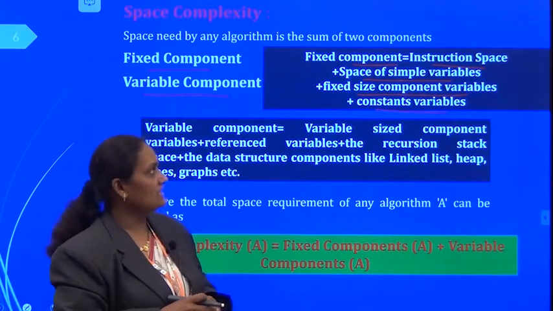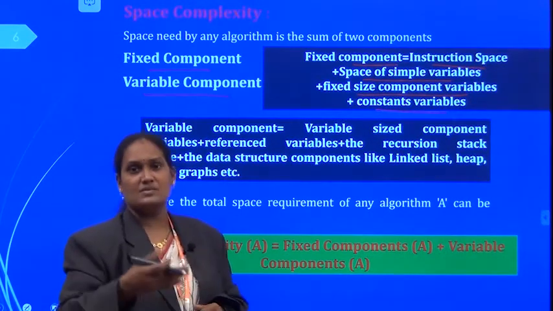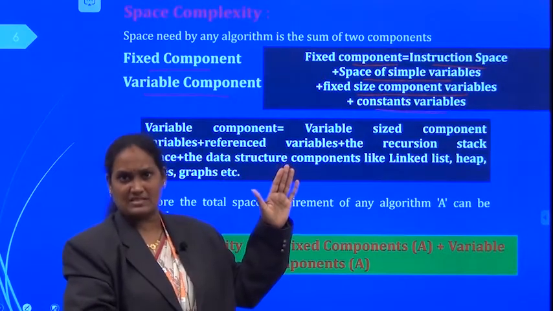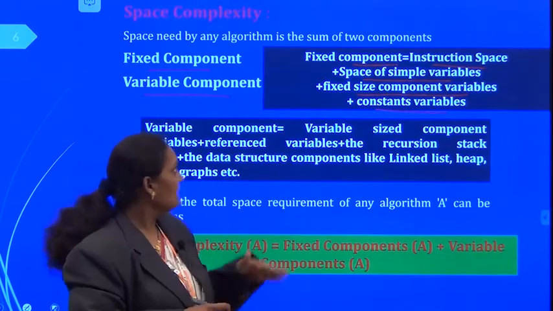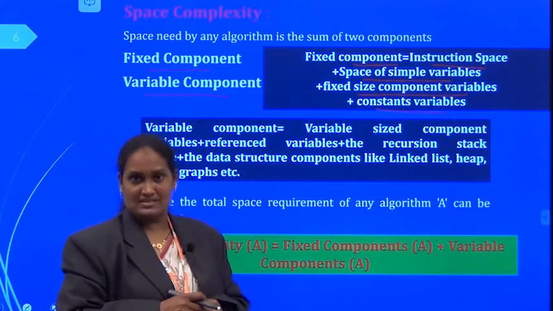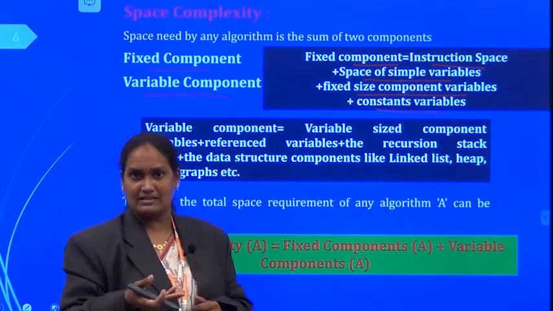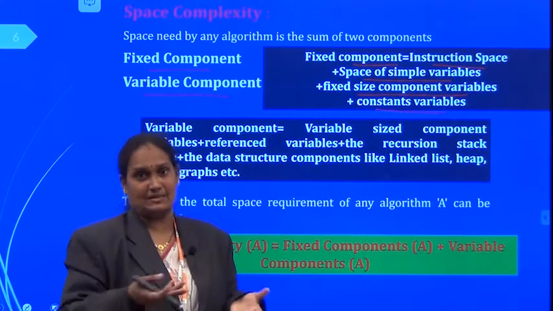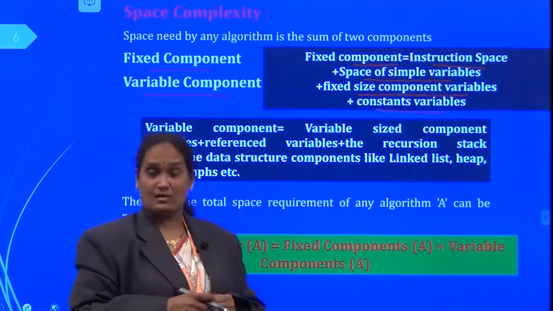Now you can observe the instruction space. Suppose your algorithm contains some 100 statements, it occupies that much space, either one page or two pages. Coming to simple variables, the variables we are using in our algorithm, simple variables such as x, y, a, b, sum, total, etc.